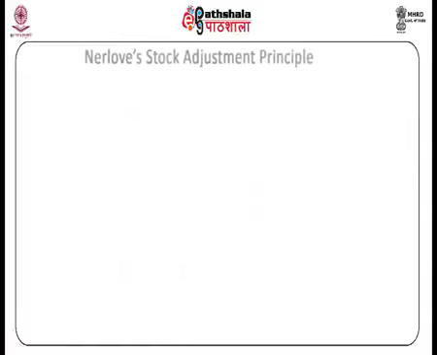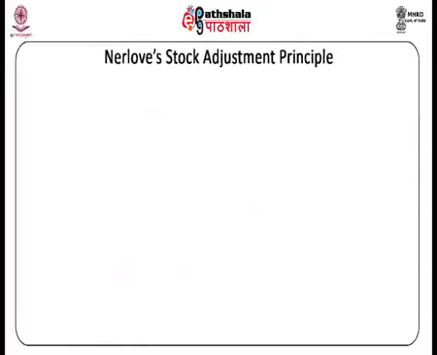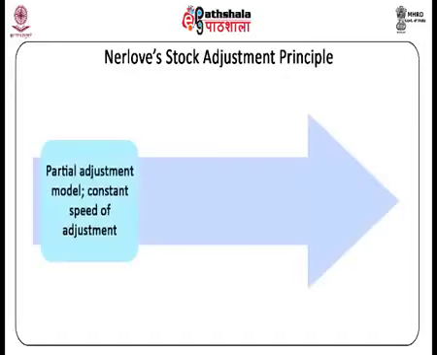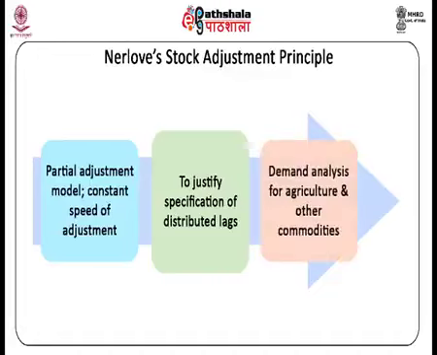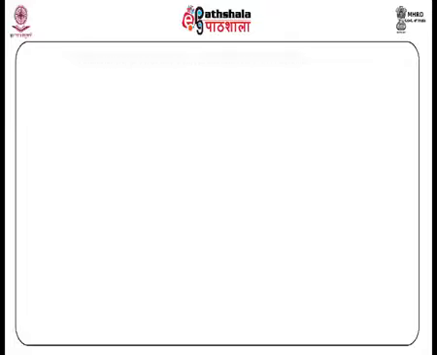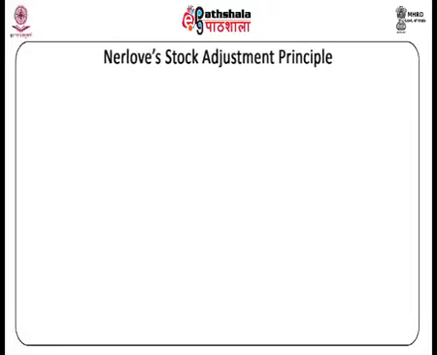Next, we discuss Nerlove's stock adjustment principle. Nerlove developed a model which is based on the stock adjustment principle. It is also known as the partial adjustment model. The partial adjustment model with constant speed of adjustment was suggested by Nerlove to justify the specification of distributed lags in his work on demand analysis for agriculture and other commodities. This model is used extensively in demand functions as well as investment functions.